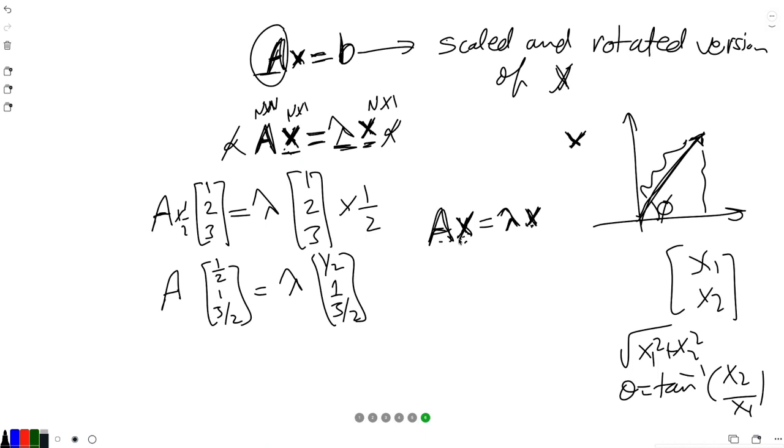So if you have a certain or special kind of x that you multiply by a matrix A, the result will be the same x. Of course, it is scaled by lambda, but it will be the same x. Then we call this x the eigenvector of matrix A.